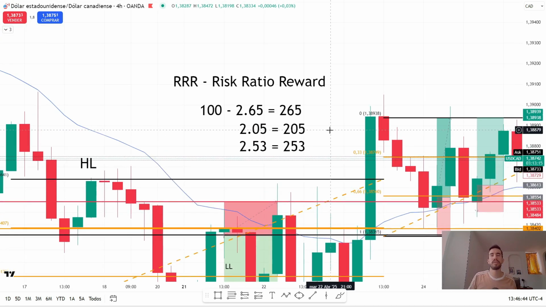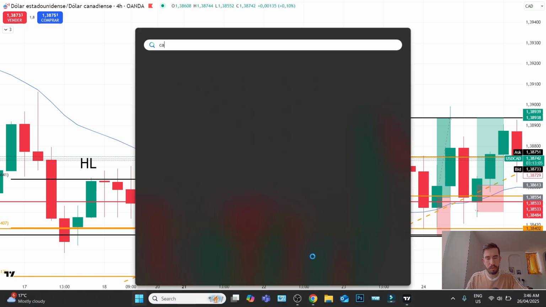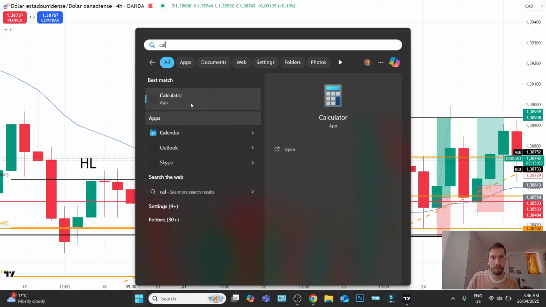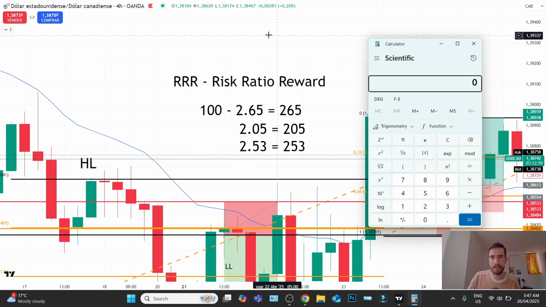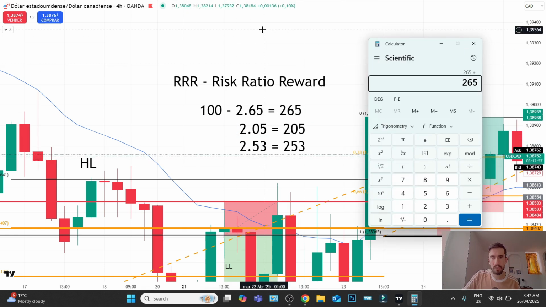So let's assume the worst and the best scenario. The worst case is they lose the three trades. Oh wait. So look, I'm gonna make this simple so you can see it. So 265 plus 205 plus 253, that's 723.